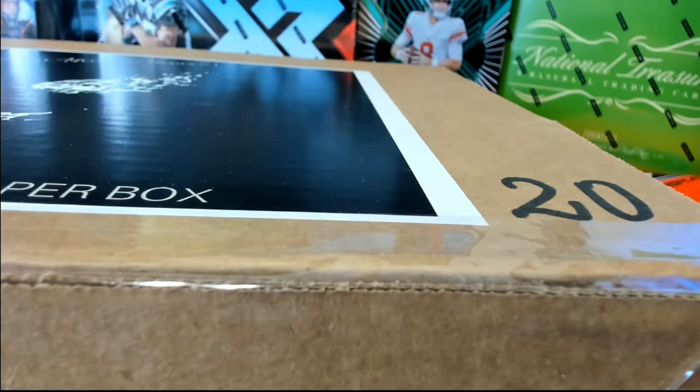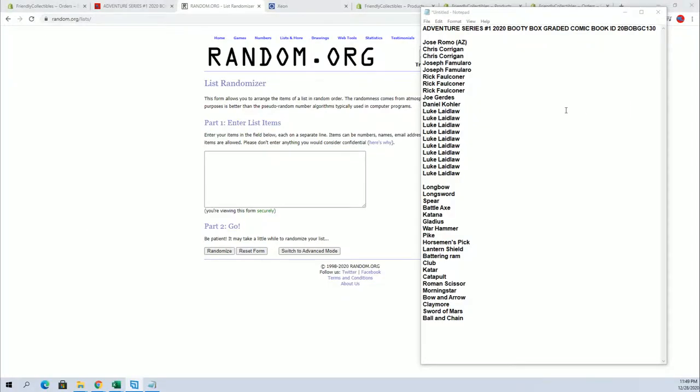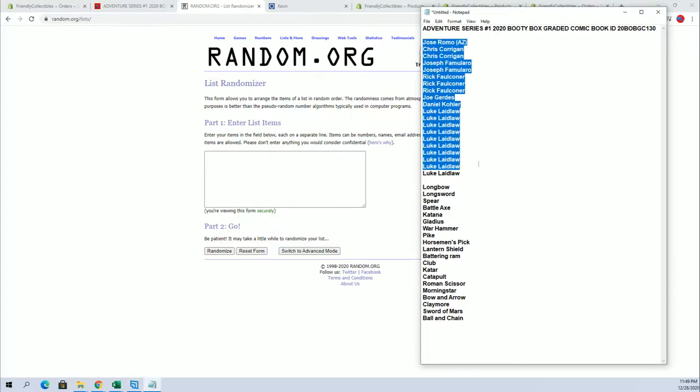This is the finale here in Adventure Series number 1, 2020 Booty Box Graded Comic number 130. This is it, guys. Last book, last box number 20. All right, Jose R. down to Luke. Let's go.